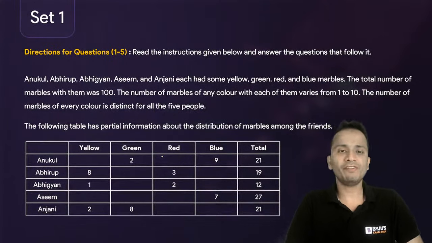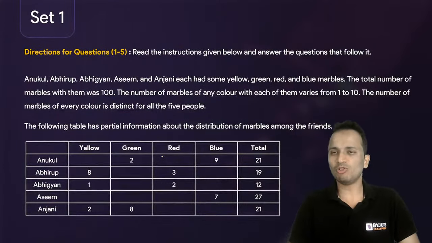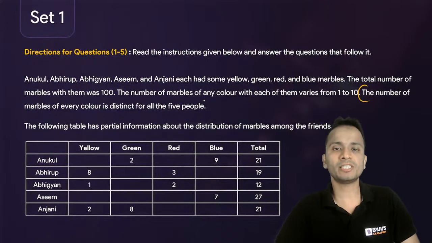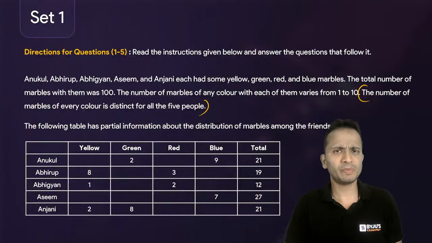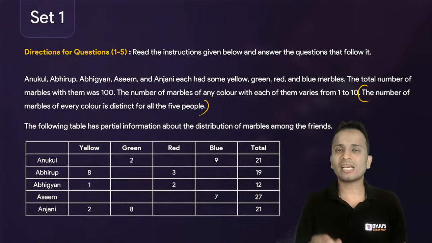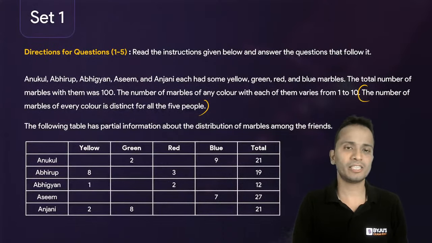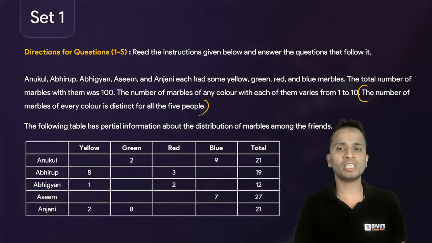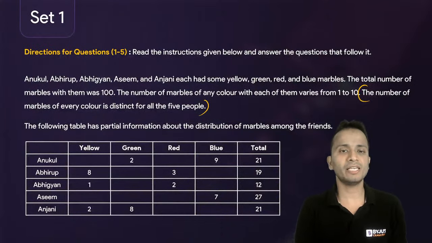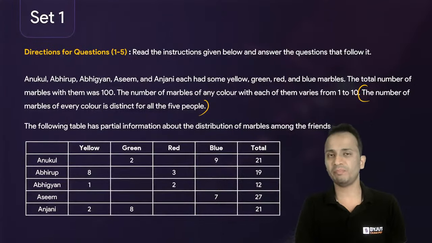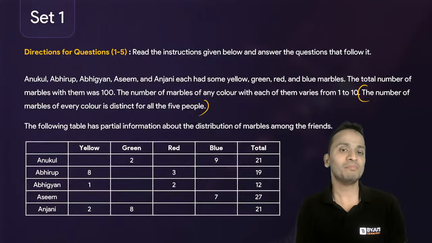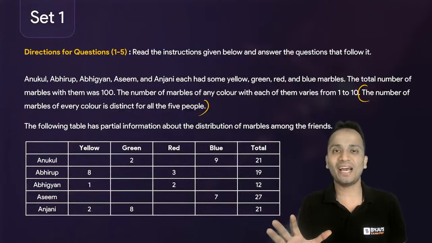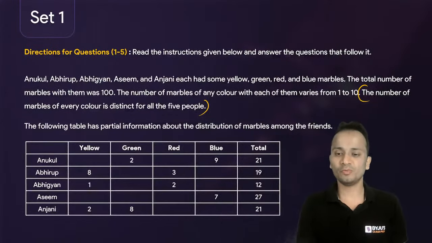The number of marbles of every color is distinct for all the 5 people. Now, this is one of the most important statements of this question. I don't know how you are going to interpret this statement, but it is very important to correctly understand it. So this is the most important statement. The number of marbles of every color is distinct for all the 5 people. So horizontally, the numbers should be distinct, or vertically, the numbers should be distinct. This is what you will have to identify. All right. I'll leave it to you.